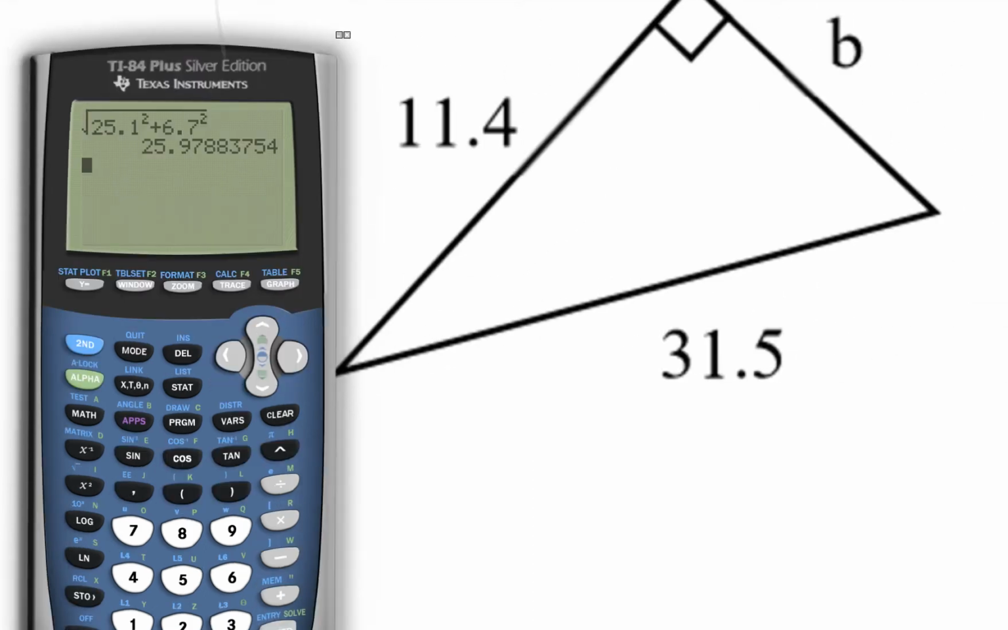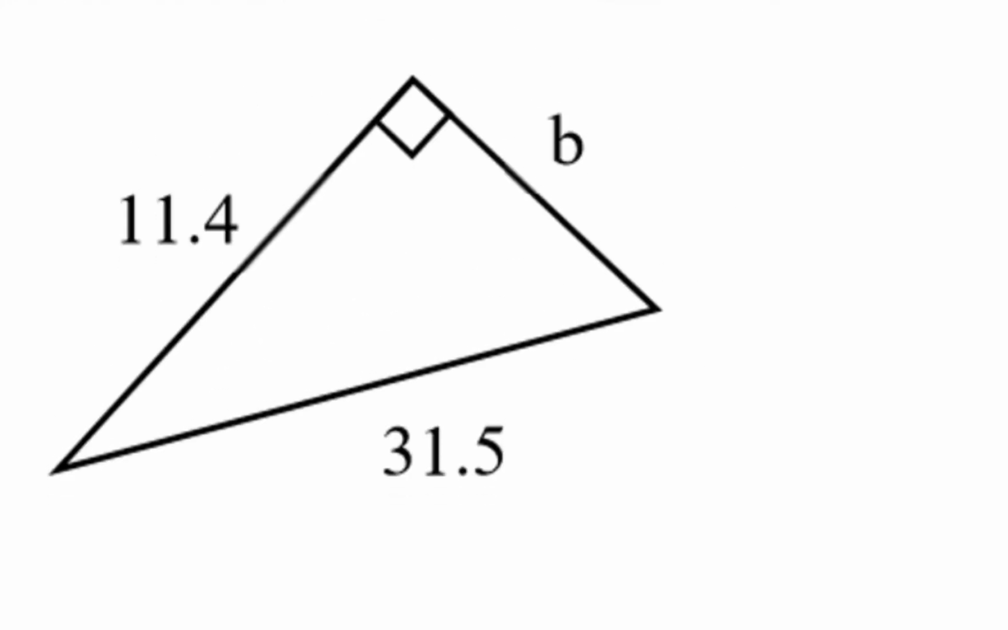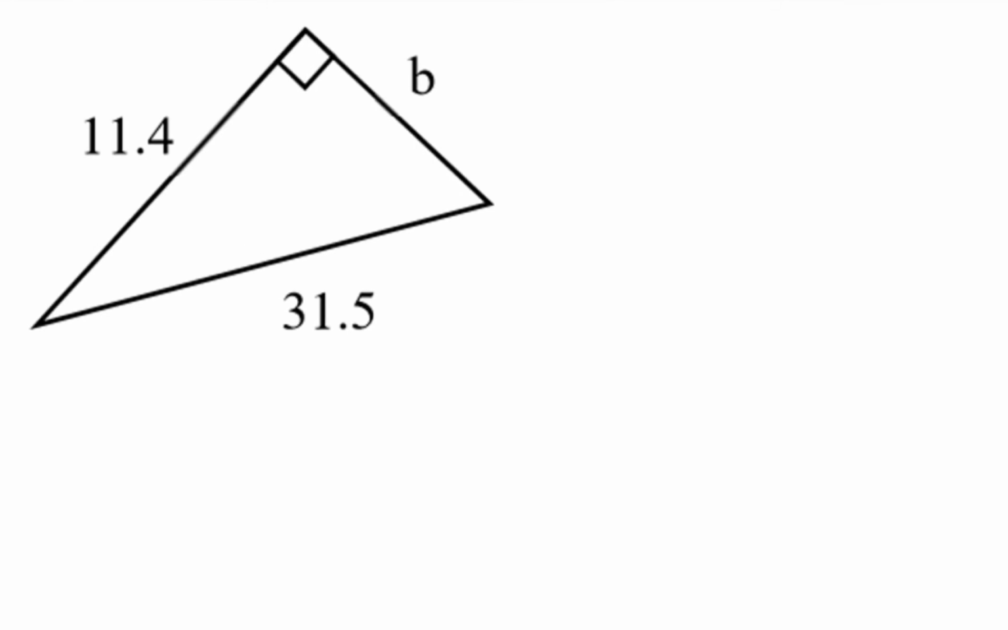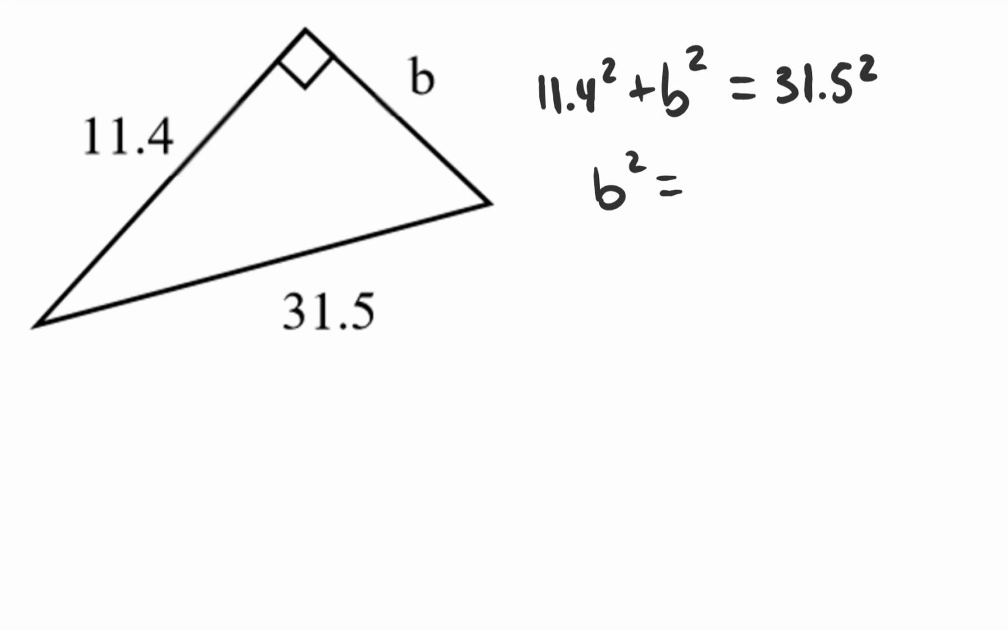Let's go to B. On B, I am given the length of one of the legs and the hypotenuse, and I'm asked to find the other leg that's labeled b here. So my equation will be a little different this time. This time I'm going to write 11.4 squared plus b, the thing I'm looking for, squared. So those are leg squared plus leg squared, and that does equal the hypotenuse squared. So if I'm solving for b squared, I'm going to take away 11.4 squared from both sides. So b squared equals 31.5 squared minus the 11.4 squared.